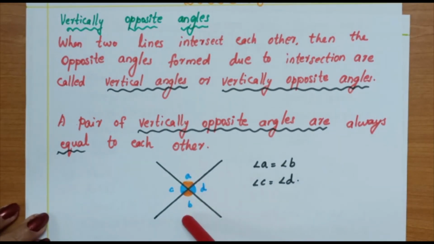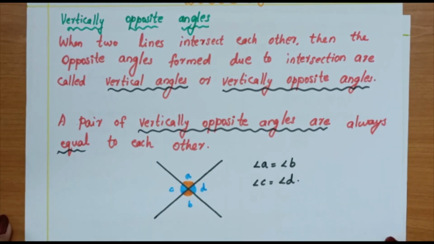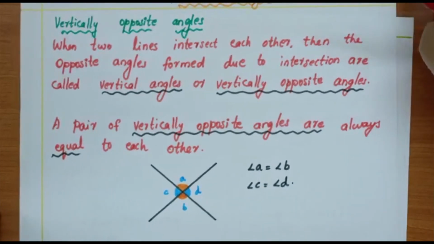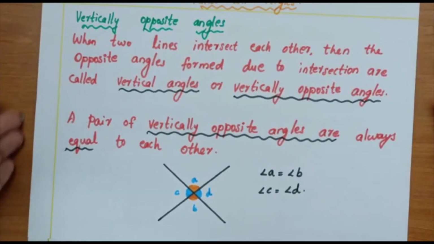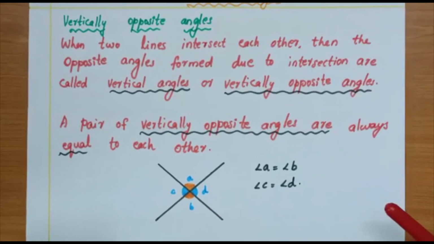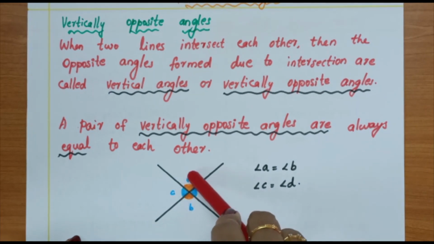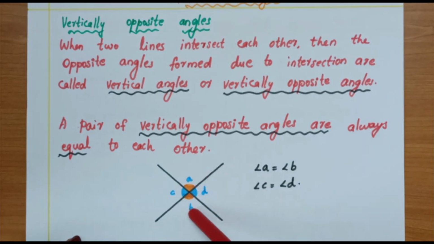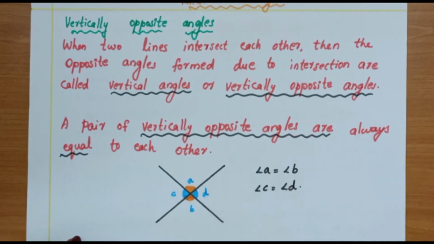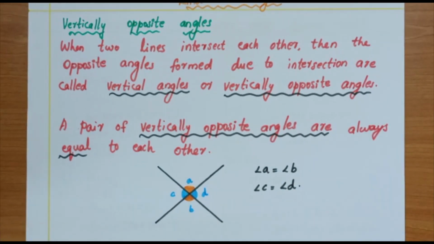A and B are vertical angles. C and D are vertical angles or vertically opposite angles. A pair of vertically opposite angles are always equal to each other. Whatever the measurement of angle A, the same measurement will be for angle B. Whatever the measurement of angle C, the same will be for angle D. So vertically opposite angles are equal. These are the main types of angles.